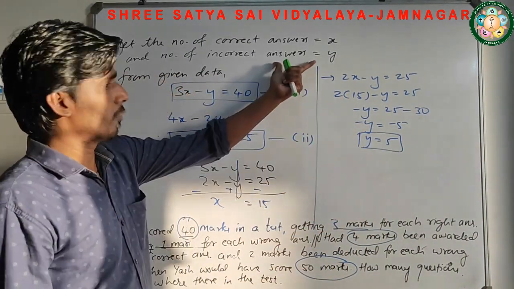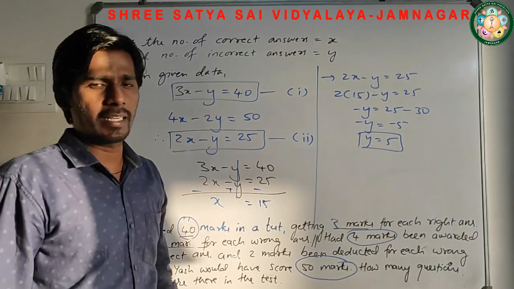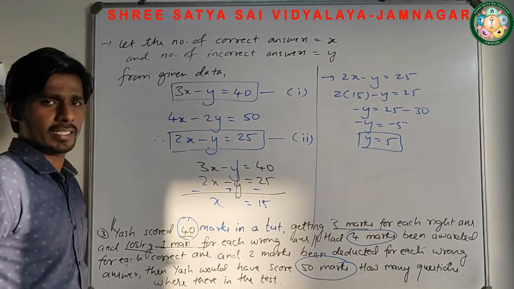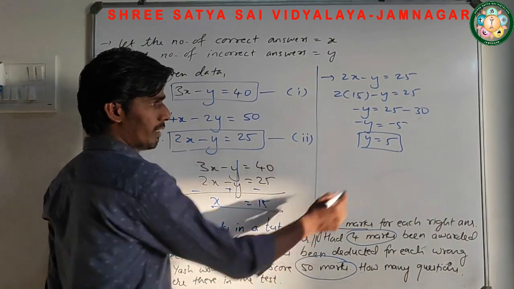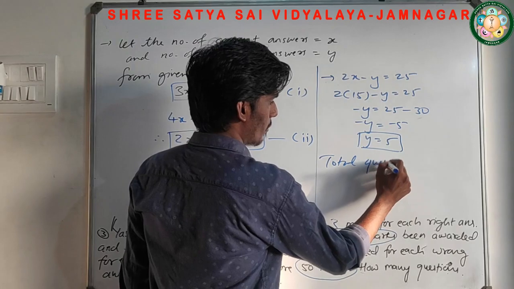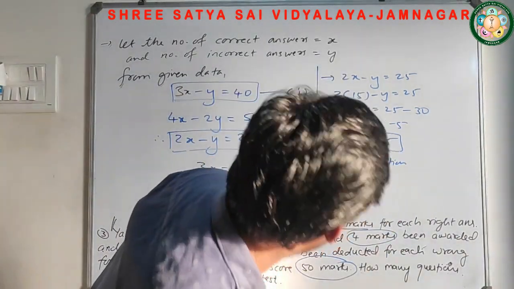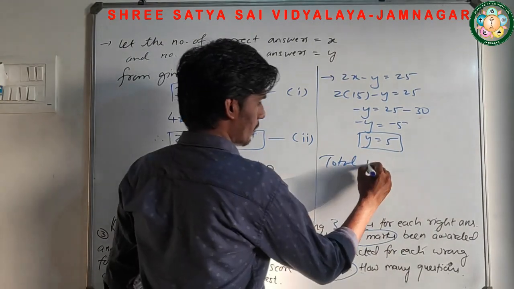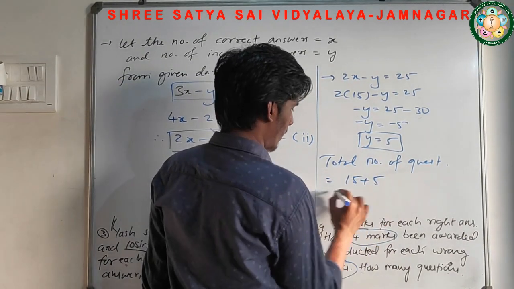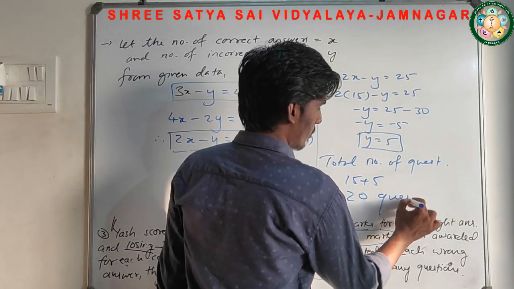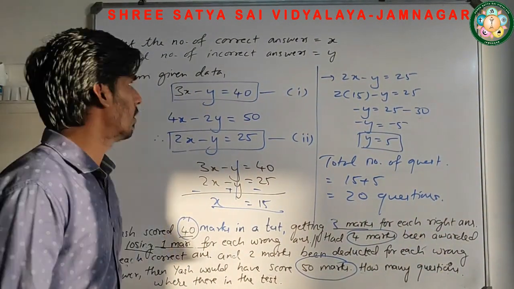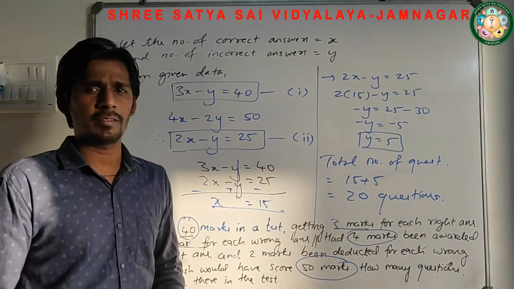So 5 is the number of wrong answers and 15 is the number of correct answers. Now what is the final question? How many questions were there in the test? Total how many questions will there be? 15 are correct and 5 are wrong. Total number of questions is 15 plus 5. Overall there are 20 questions in all. So this is the way we can solve question number 3, exercise 3.5.